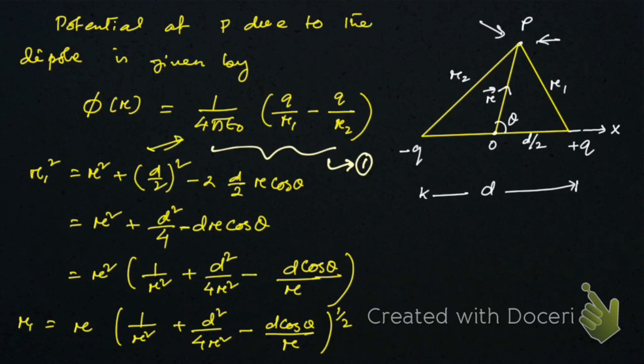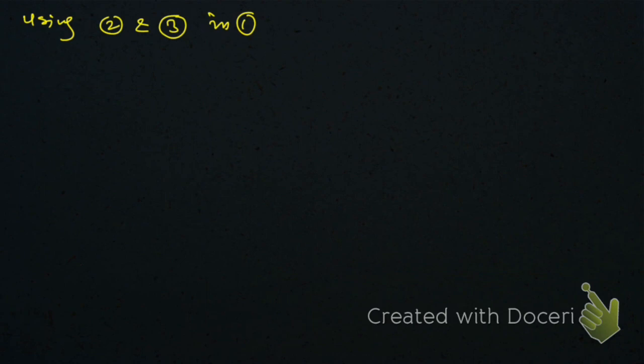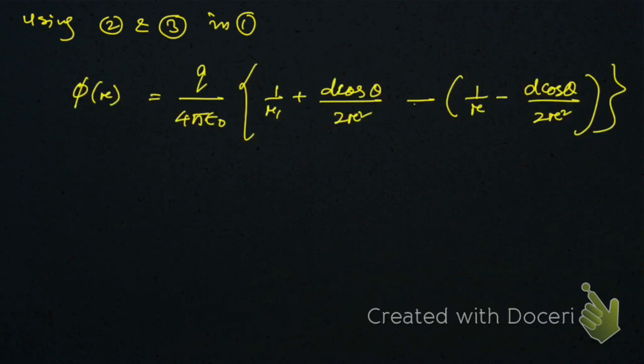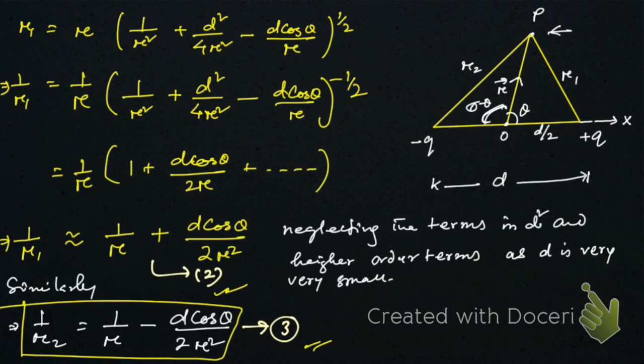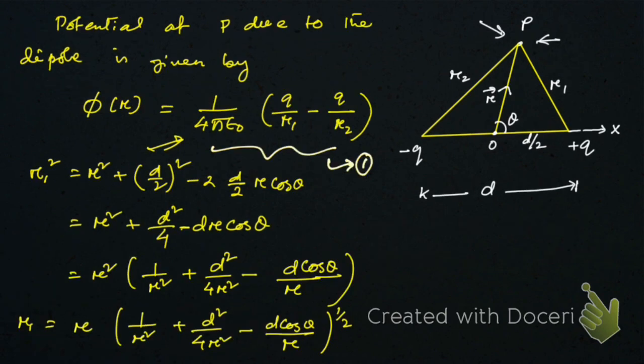Here q by r1 means q into 1 by r1. So here we're going to put the value of 1 by r1, right? Similarly q into 1 by r2. So here we're going to put the value of 1 by r2. So now, this is what we have got. So let me explain one more time. Here you see, we have used equation 2 and 3 in equation number 1. So we can take q common outside here, right?